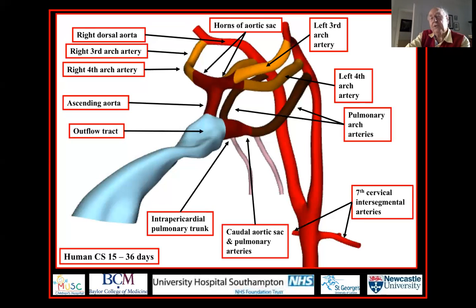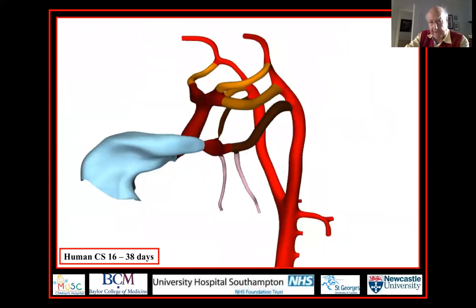Now I want you to take particular attention of what's going to happen to these seventh cervical intersegmental arteries, because they are going to move cranially relative to the heart. In fact, the heart itself is moving caudally because those seventh cervical arteries are themselves fixed within the walls of the developing embryo. So let's move on, another Carnegie stage.